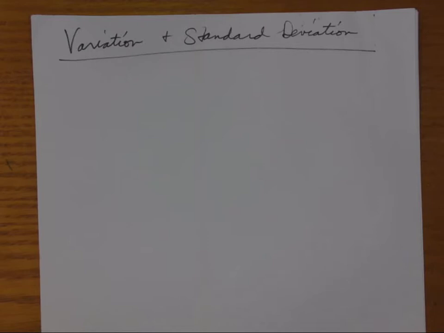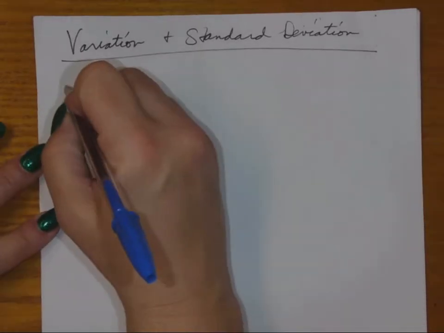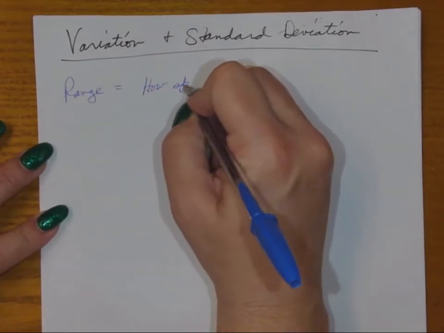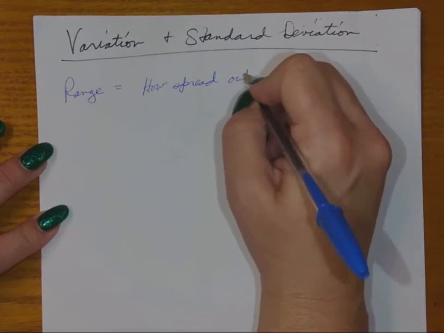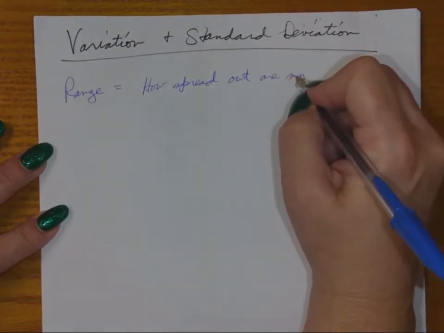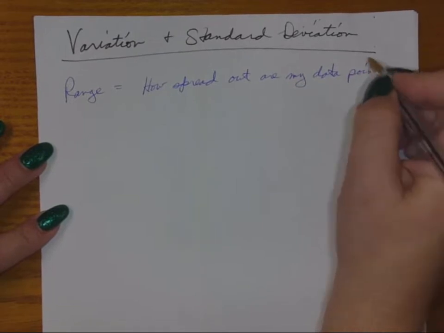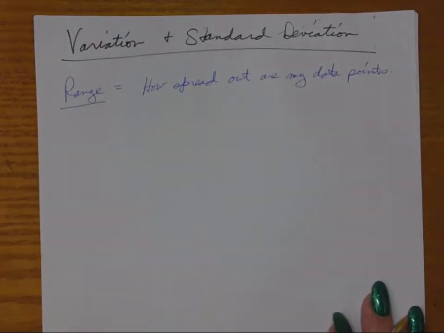So we already have one measure of variation, which is range. And range literally tells me how spread out my data points are. So that's literally what it tells me. And from our earlier videos, we know that all we do there is a simple calculation, high minus low. So that's easy to tell. However, there are some other measures of variation, so we want to talk a little bit about it.